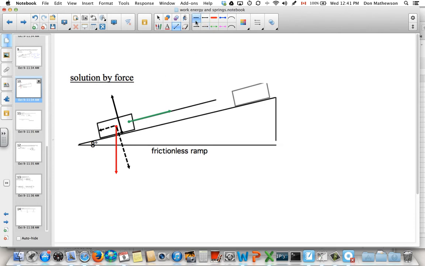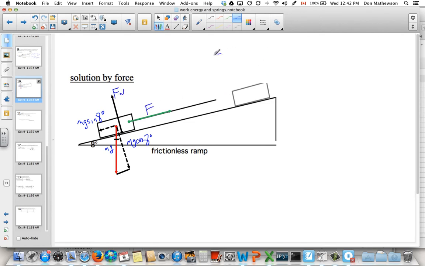Now, this component here is the same as this side of the triangle, and this angle and this angle are always the same. So we see that the gravity component here is going to be mg, and this side will be sine of 8 degrees. So you've got mg sine 8 pulling you down the ramp, mg cos 8 squeezing you onto the ramp. We've also got the normal force and then the applied force.